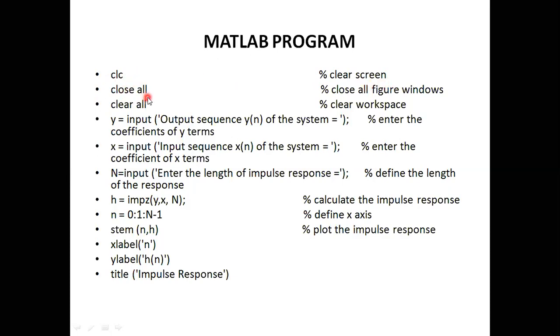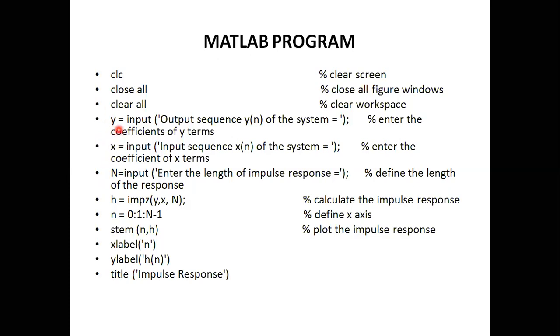Next is close all. It will close all other figure windows if there are other opened figure windows, so it will close them. Next command is clear all. This command is to clear the variables present in your workspace. Clear? Now after this, you need to enter the output sequence, input sequence, and the length of the impulse response. These are the given values. So enter all the given values present in your system.